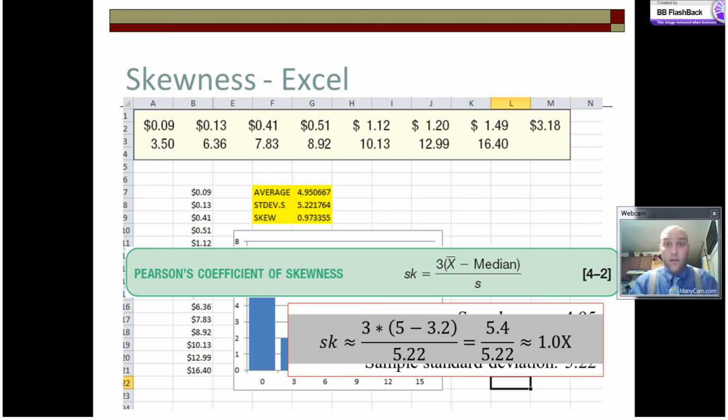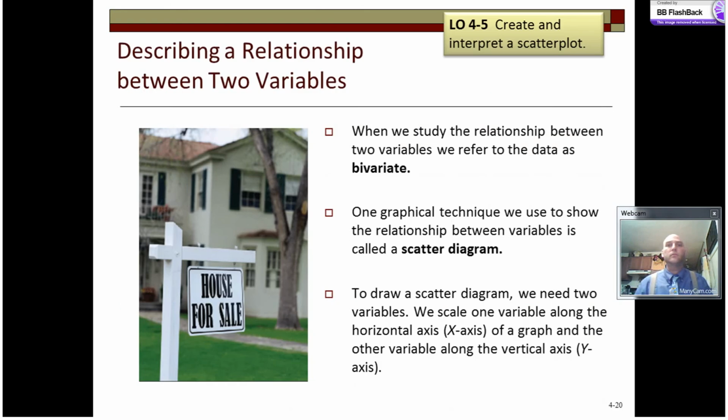Mean greater than median, positive skew. Mean alphabetically comes before median. Remember them in that order. Mean greater than median, positive. That's skewness. So we covered some stuff there.